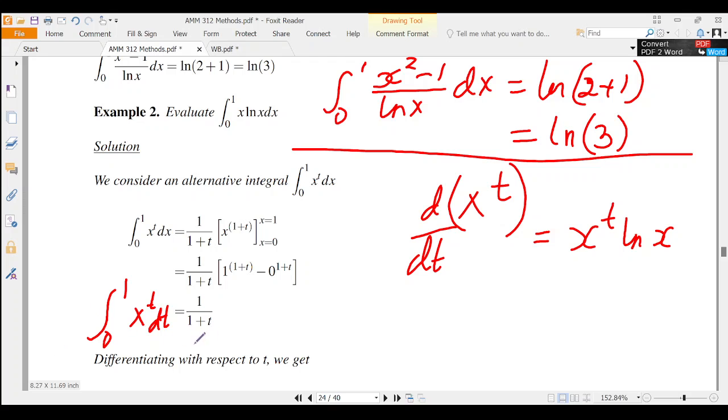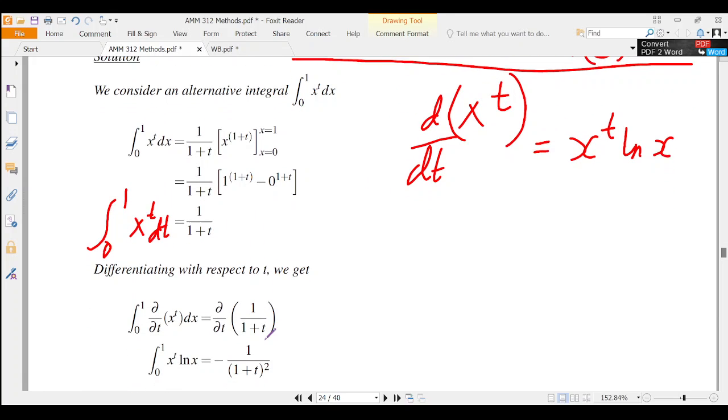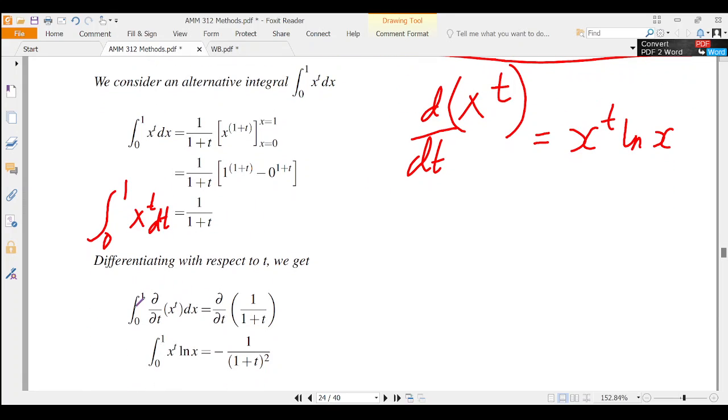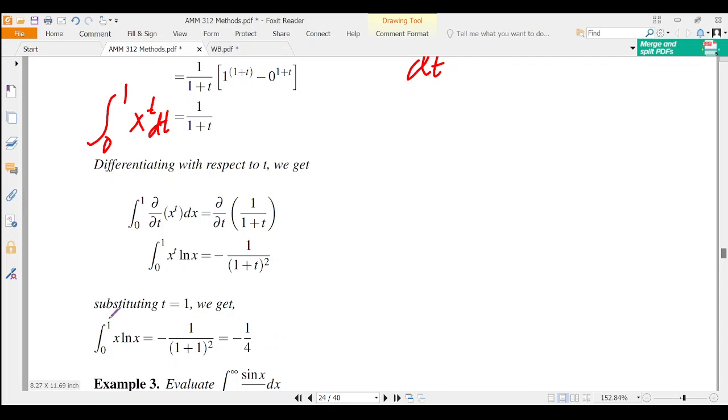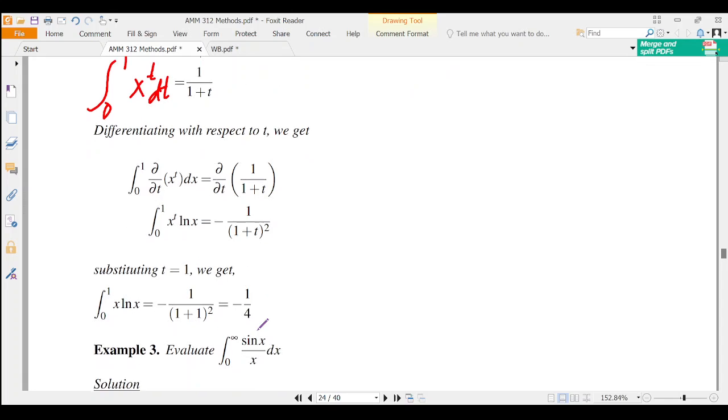So we differentiate both sides with respect to t. The left hand side, when we differentiate, we get x raised to power t times logarithm of x. The right hand side we differentiate, we get minus 1 over (1 plus t) squared. And then we set t as 1. So that will give us the solution, which is minus 1 over (1 plus 1) squared, which is minus 1 over 4.